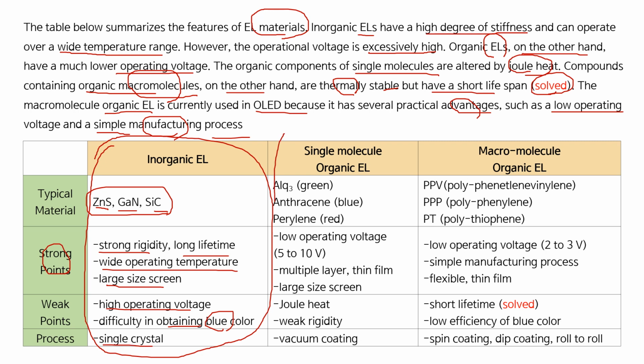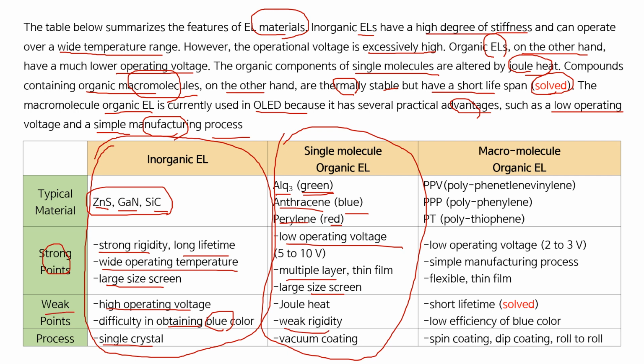This column shows the single molecule organic EL. So for green light, we have this material, and blue and red have different materials. And strong points are low operating voltage, multiple layers, and light screen, and the weak point is weak rigidity.